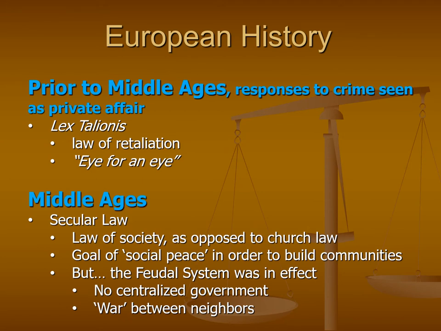So when we look at the biggest influences that would later influence the United States and America, probably our best place to look is at European history. We have drawn a lot of our correctional practices and punishment approaches directly from Western Europe. So prior to the Middle Ages in Europe, responses to crime were seen as primarily a private affair.